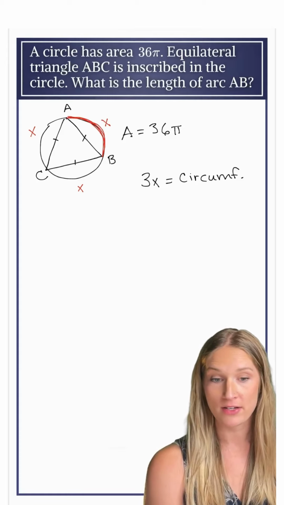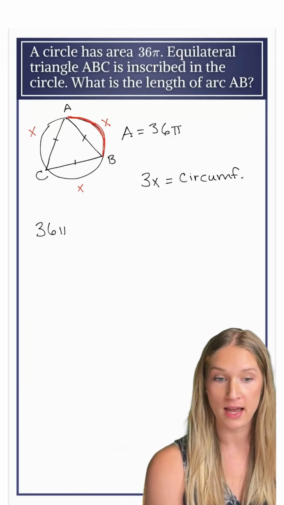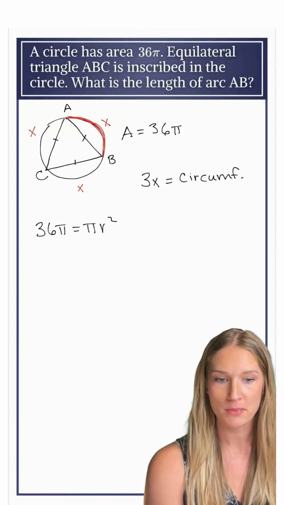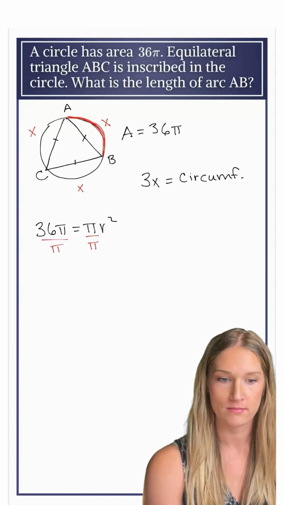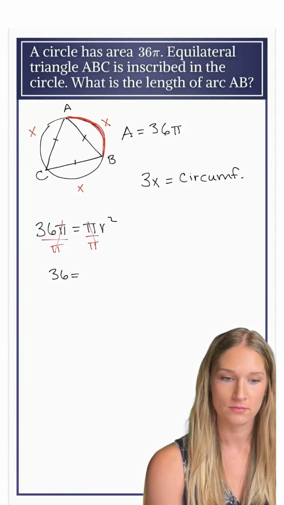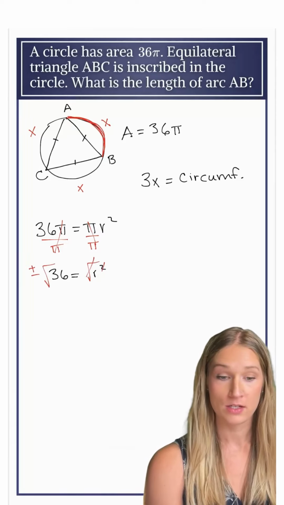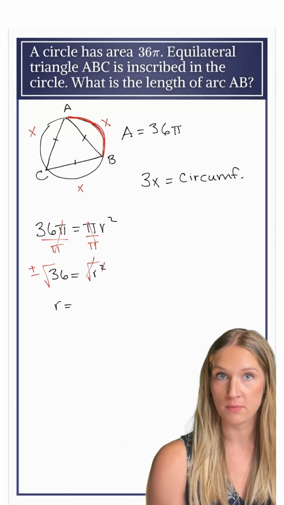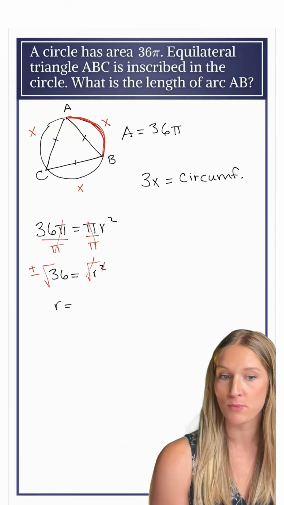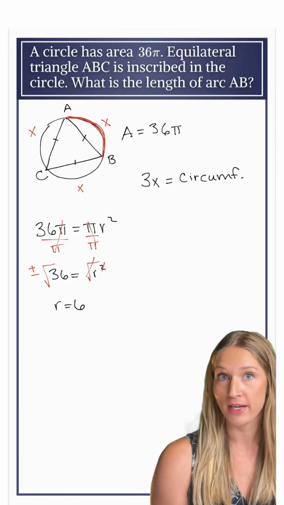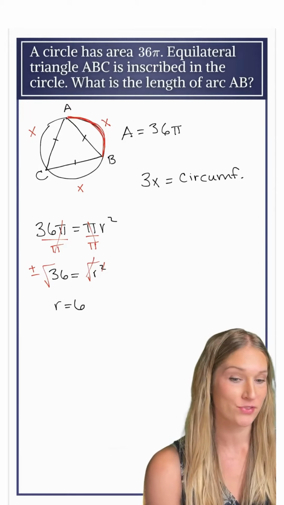Since I know that area is 36 pi, then I also know that pi r squared is 36 pi, because that's just the formula for area. So let me solve for my radius. Since radius can't be negative, when I take the positive and negative square root of 36, I'm only interested in my positive 6.